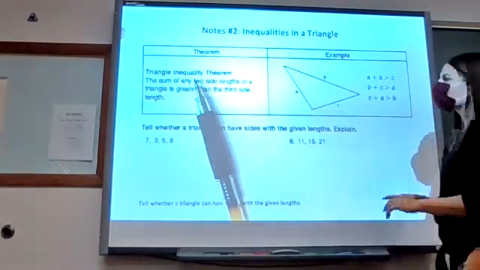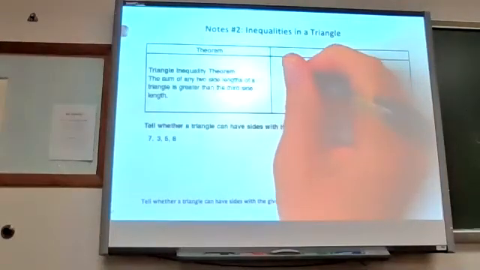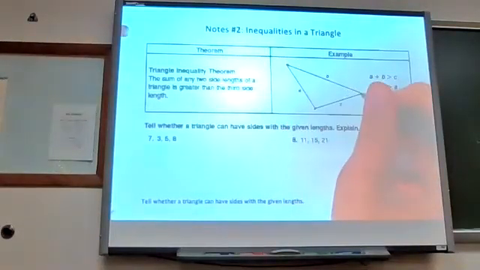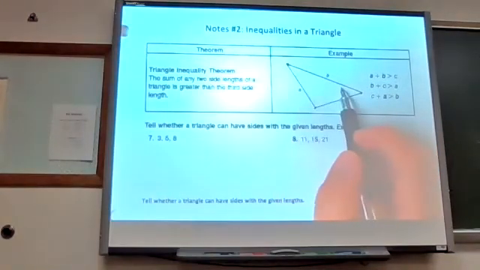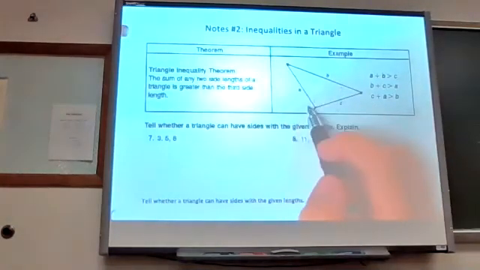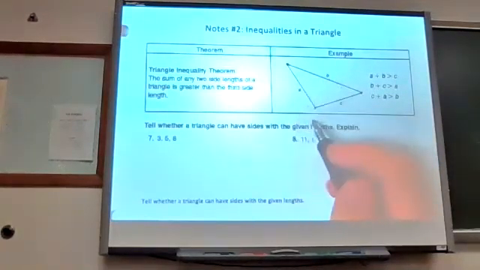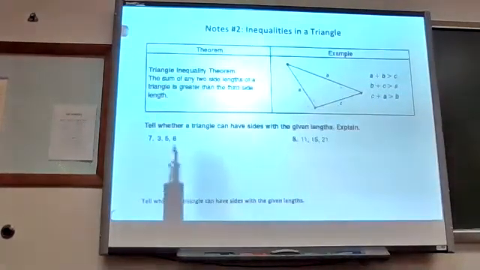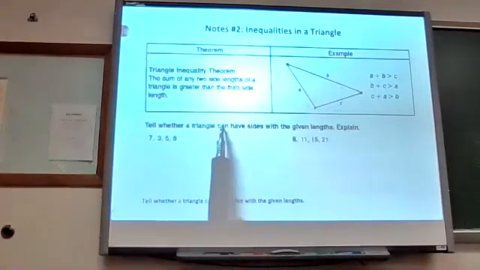So in order for three lengths to create a triangle where all of the endpoints meet at the vertex points, it needs to be true that A and B together is a greater length than C, that B and C together are a greater length than A, and that A and C together are a greater length than B. So I have to check it from each direction. Given three lengths, we can decide if something is a triangle or not.